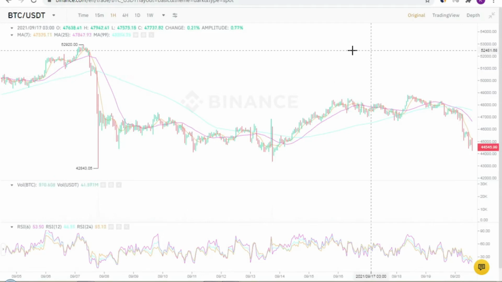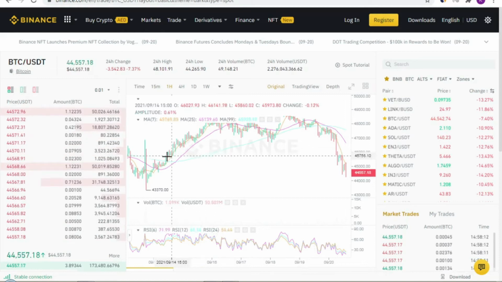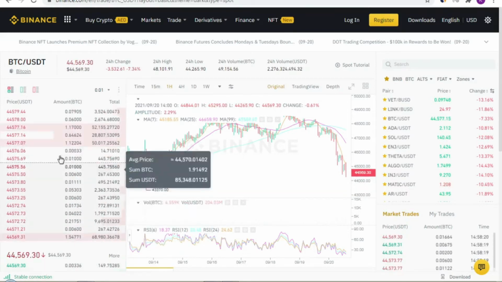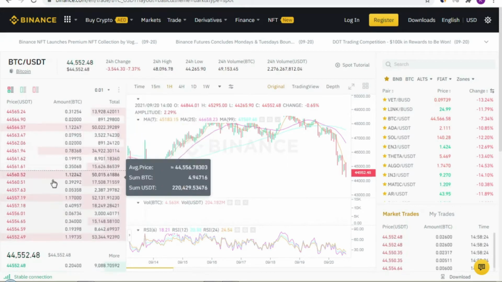So this goes ahead to explain that anytime you wish to sell your cryptocurrency, there would be someone who wishes to buy that cryptocurrency at the exact price that you want to sell it for. Now let's look here as our example. What is going on here? These are the people trying to sell crypto.